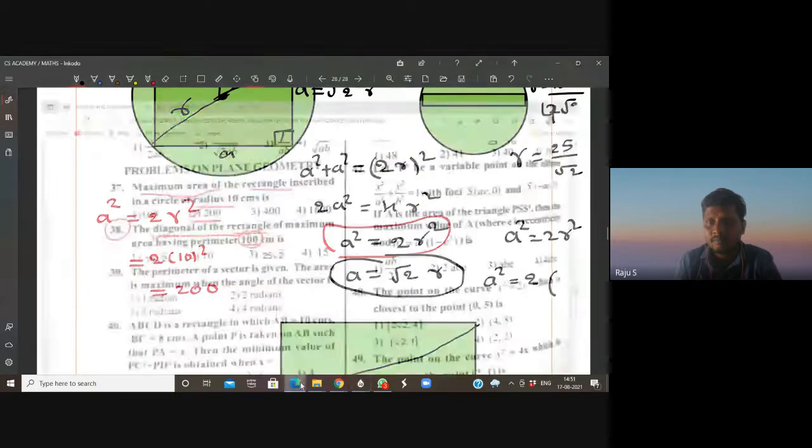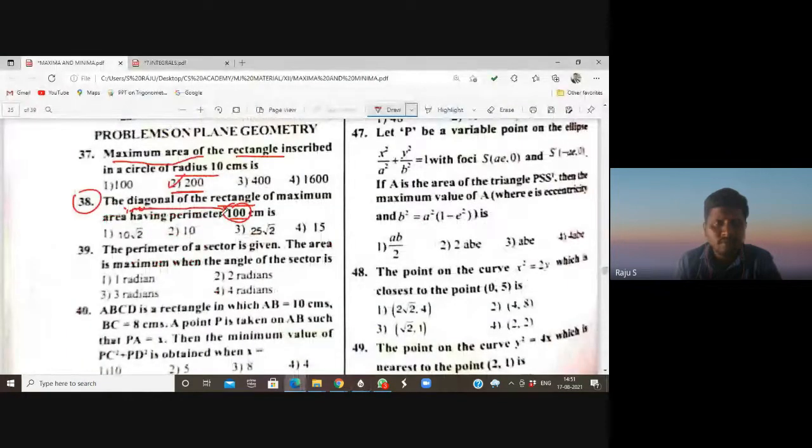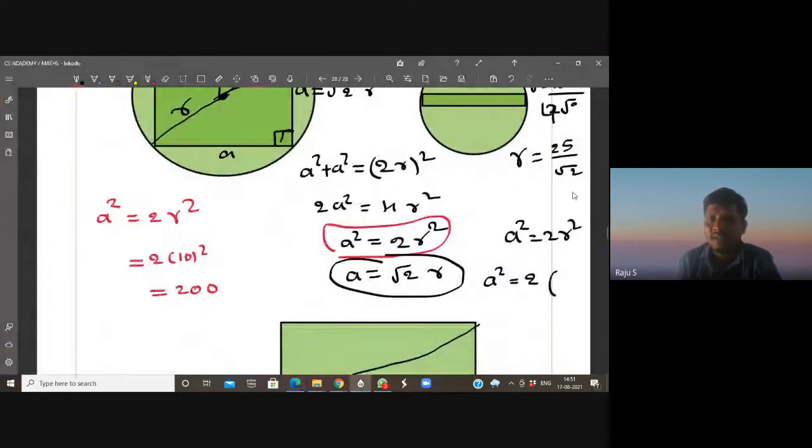So what is the question actually asking? The diagonal. Once we get the r value, r is 25 by root 2. The diagonal becomes, what is the diagonal? D becomes 2r.